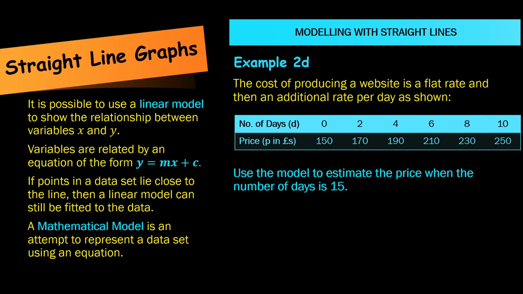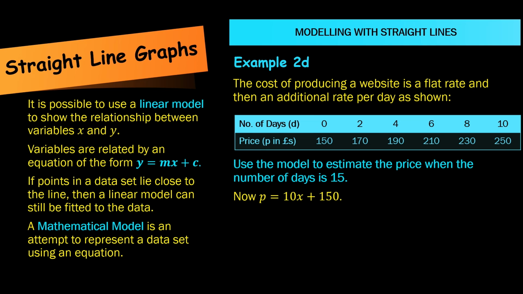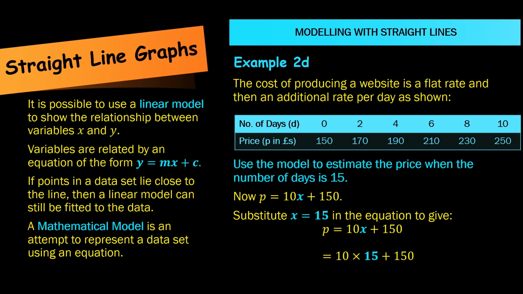Now for example 2d. Use the model to estimate the price when the number of days is 15. Now P is equal to 10x plus 150. Therefore, if we substitute x equals 15 in the equation, we obtain P is equal to 10 times 15 plus 150, which equals 150 plus 150, which is of course equal to 300.